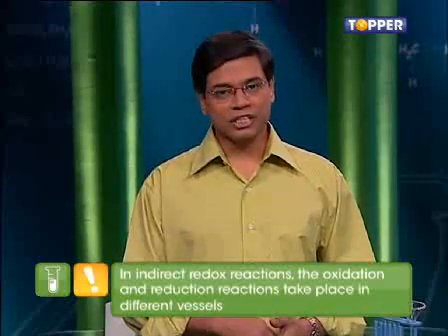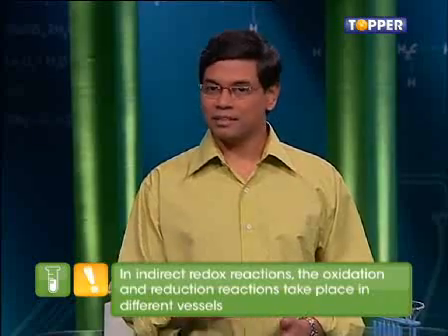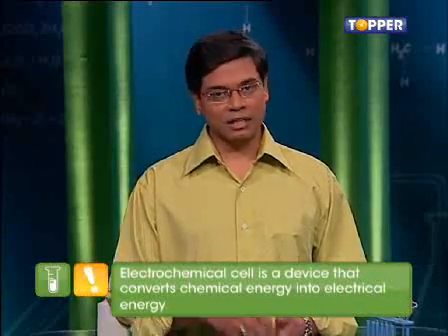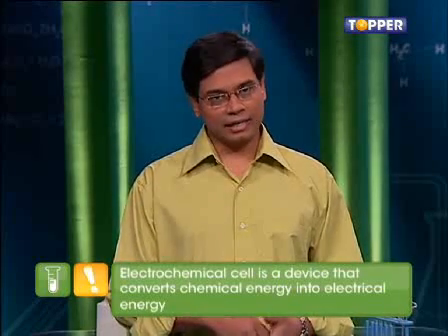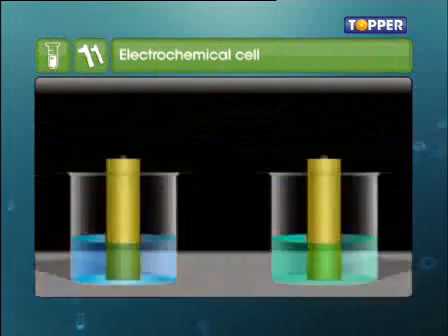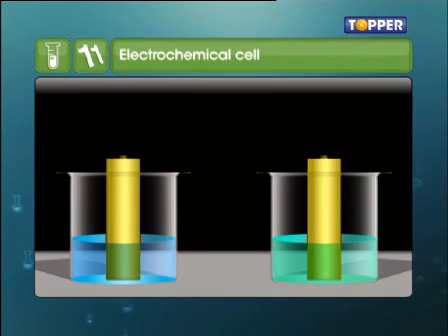Here, the oxidation and reduction reactions take place in different vessels. The transfer of electrons takes place indirectly through conducting wires. So, the chemical energy is not lost as heat energy and is converted to electrical energy. Does this concept seem familiar? Yes, our battery cells work on the same principle. In an indirect redox reaction, the device which converts chemical energy into electrical energy is called an electrochemical cell. Each part of the electrochemical cell is called a half cell.